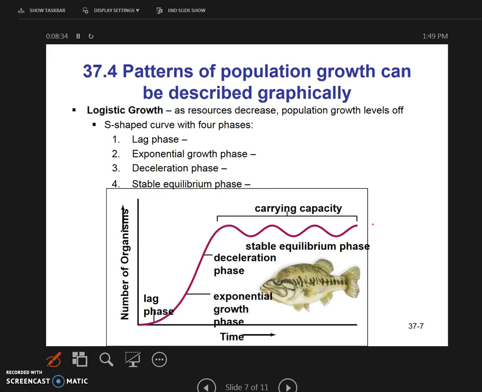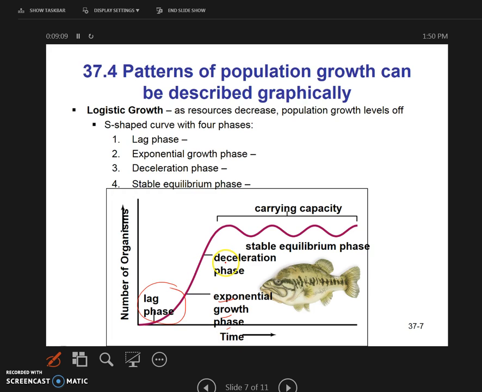The second growth curve is the logistic growth curve. So the logistic growth curve, as resources decrease, population growth levels off. This is an S-shaped growth curve, okay? And here there are four phases. The lag phase. In the lag phase, the growth is slow. The number of individuals in the population is small. Then is the exponential growth phase. Okay, here the biotic potential is being realized. Why? Because the resources right now are unlimited.